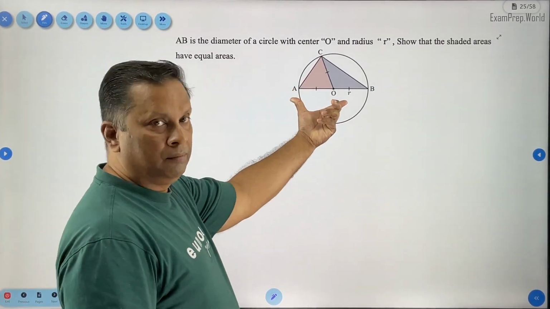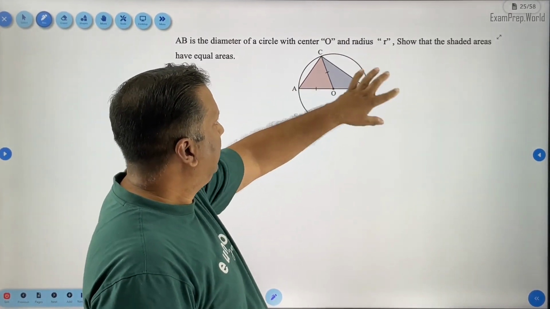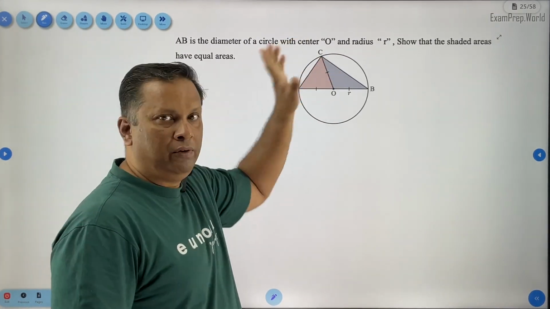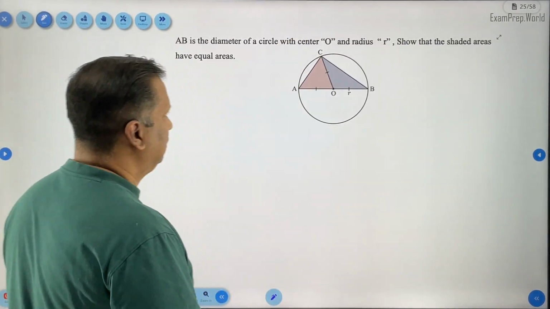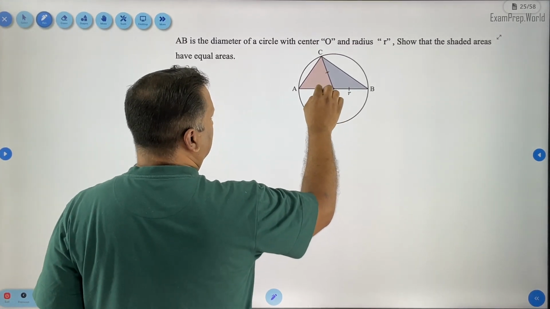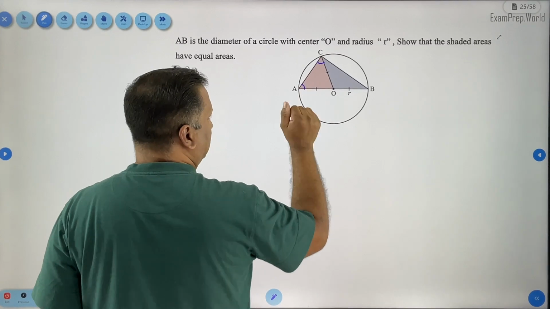AB is diameter, right? So radius r. We have to show that area of this triangle is equal to area of the other triangle, right? How can we show that? This is radius, the radius. So isn't it isosceles triangle? These two angles will be same, right?